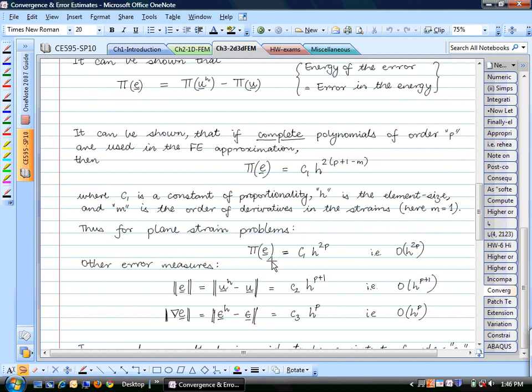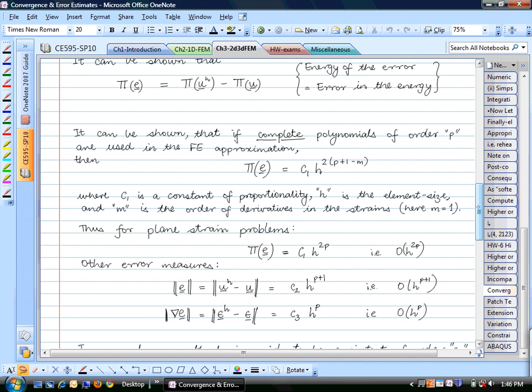This is the energy of the error, or the error energy. It's the same thing. This is going to be proportional to h to the power 2p. So for linear finite elements like your Q4 or T3, p is 1. Error in the energy is going to be of order 2. Similarly, error in the displacement is going to be of order h^(p+1). So again, that is 2. Error in the strains and stresses is going to be of order h^p.